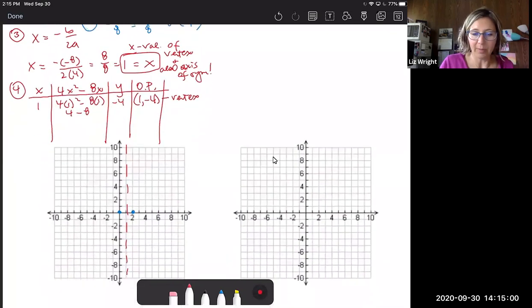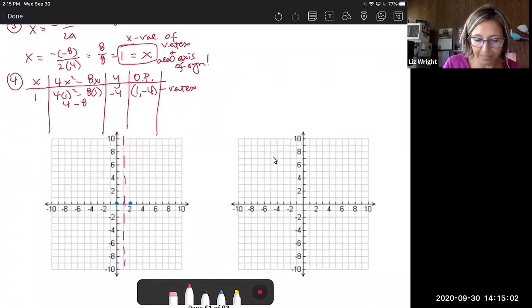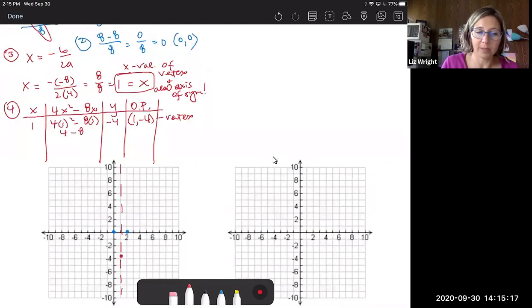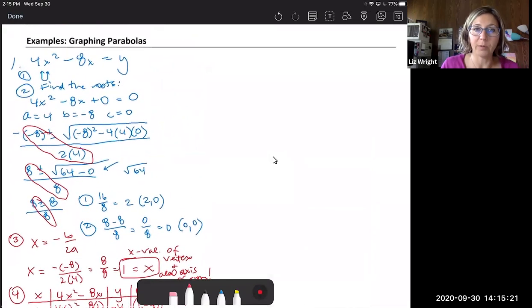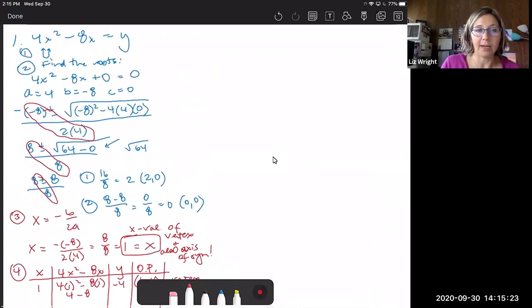Okay, so then my vertex is going to be 1, negative 4. If I was you, I would actually do step number 8 right now. Check it. It looks like our parabola is going to be opening up based off the 3 points that we've got graphed. Go back up to that first step. Is our parabola supposed to be opening up or down? It's supposed to be opening up. So that means we're headed in the right direction.